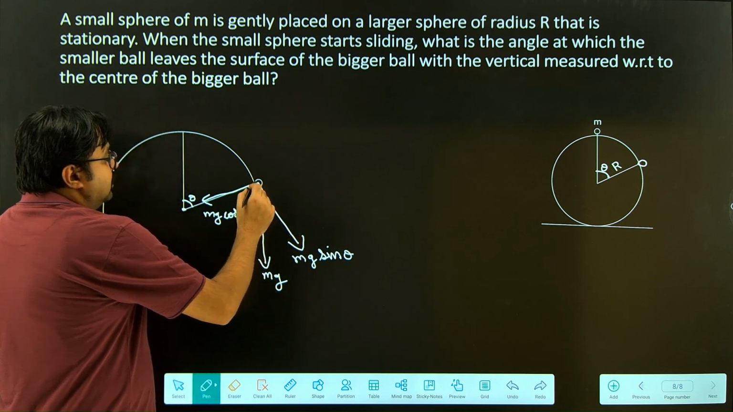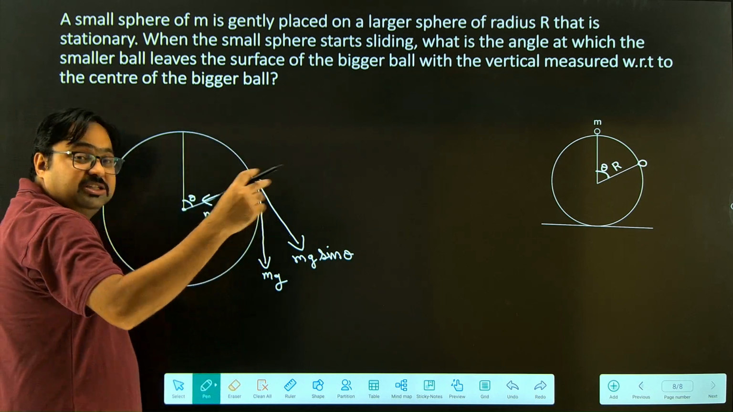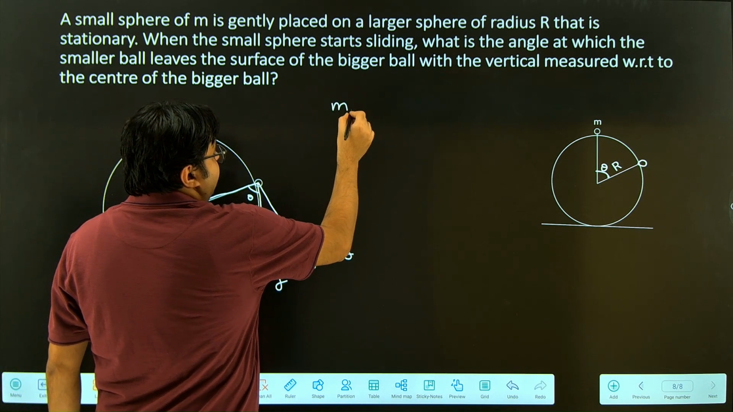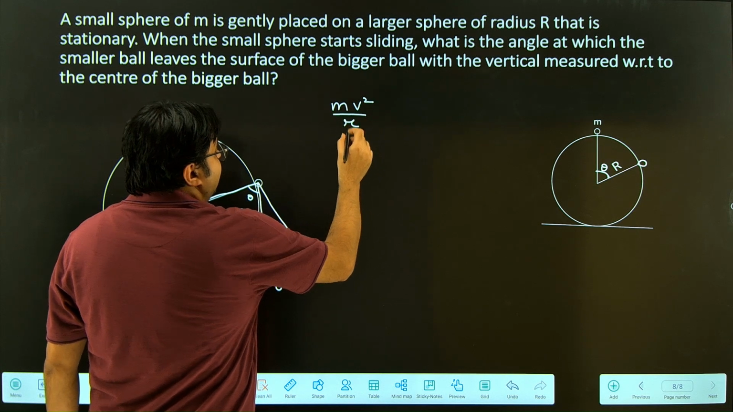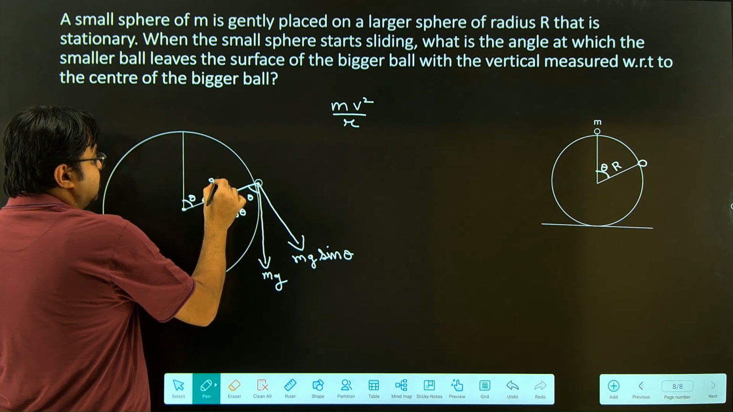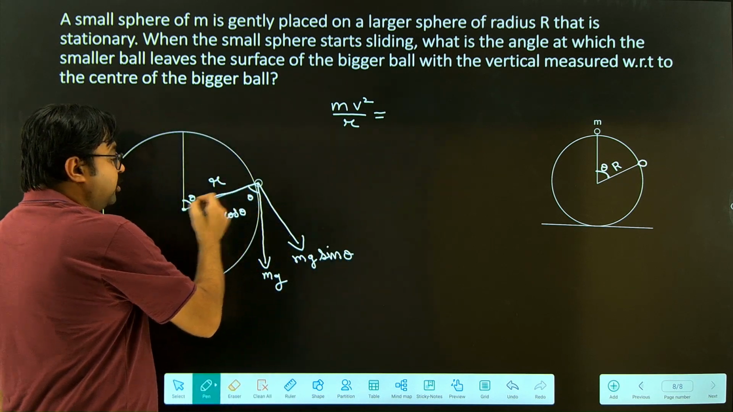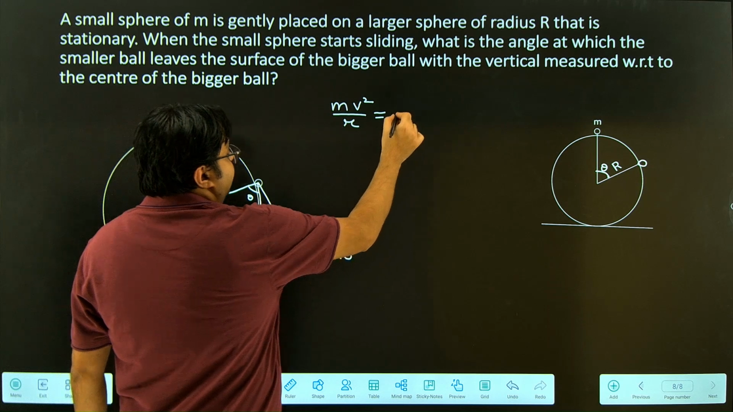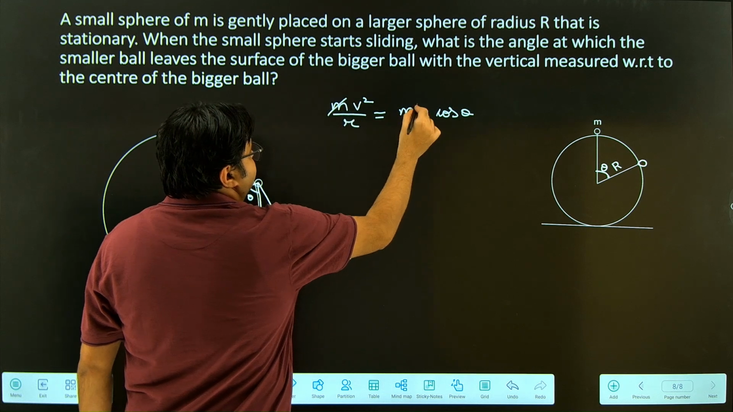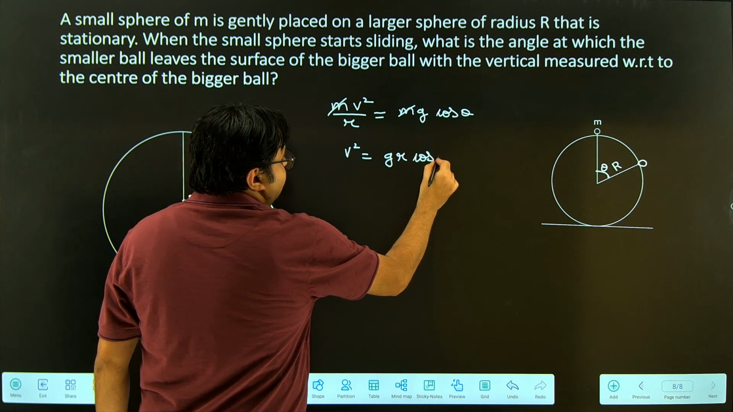Obviously, this particular marble is going round in a circular arc, so it must be under the action of a centripetal force. The centripetal force is always given by mv squared divided by r, where v is the instantaneous velocity of the marble right now, and r is the radius of the circular path. And the centripetal force is provided by the component of the weight that acts towards the center of the circle, that's m into g into cos theta. You will see that m and m get cancelled. v squared can be written as g r cos theta.